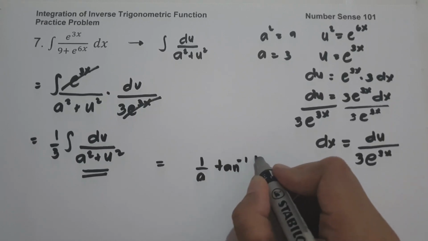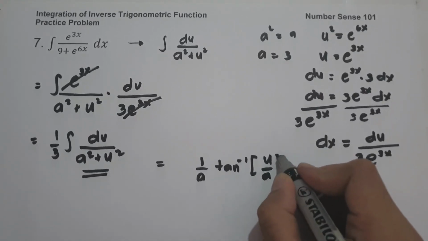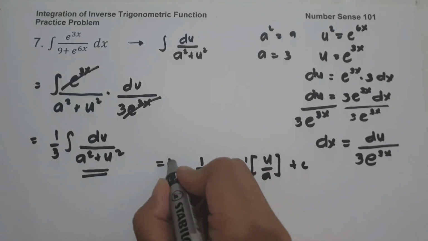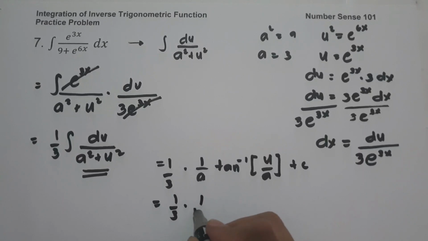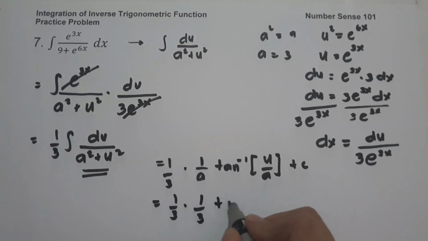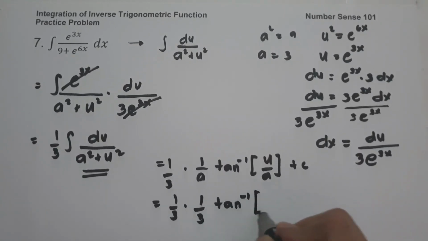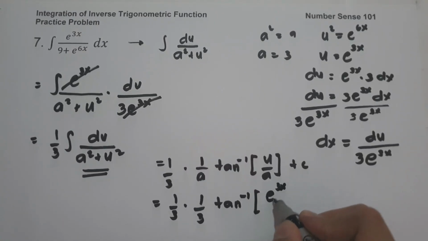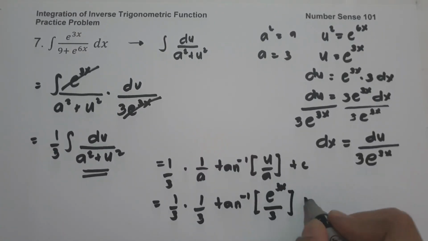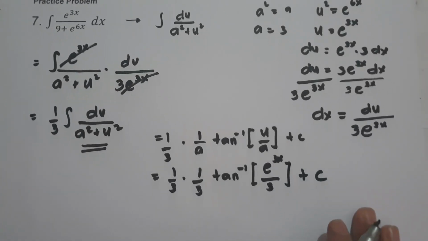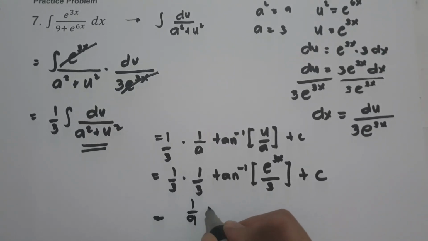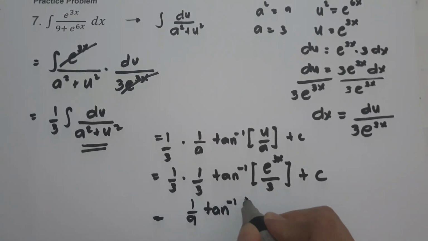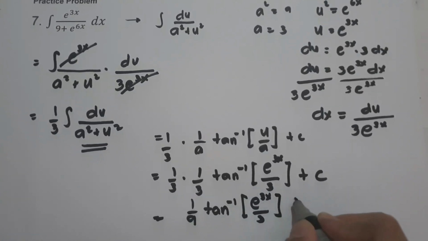arctangent u over a plus c multiplied by 1/3. So let us have 1/3 and then 1 over a, that is 3, and then arctangent u, that is e raised to 3x over 3 plus c. And to write our final answer, this will be 1/3 times 1/3, that's 1 over 9, arctangent e raised to 3x over 3 plus c.